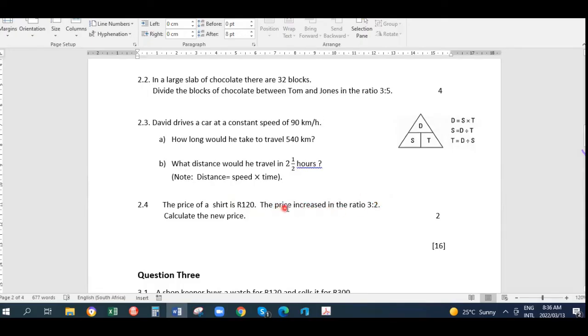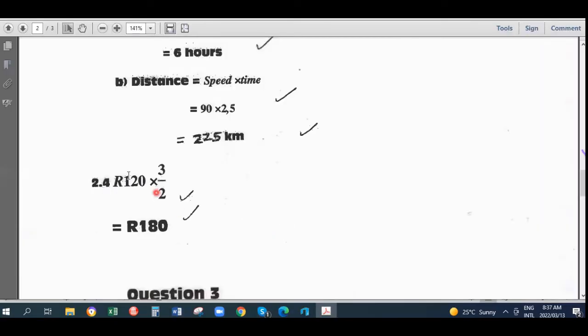Even if the price decreases or the ratio decreases, it will be the same idea: your ratio times the price of your shirt. So 3:2 is 3/2 times the shirt price. So 120 times 3/2 is 180. 2 goes into 120, 60 times 3, 180, or you can use your calculator for this in exams.